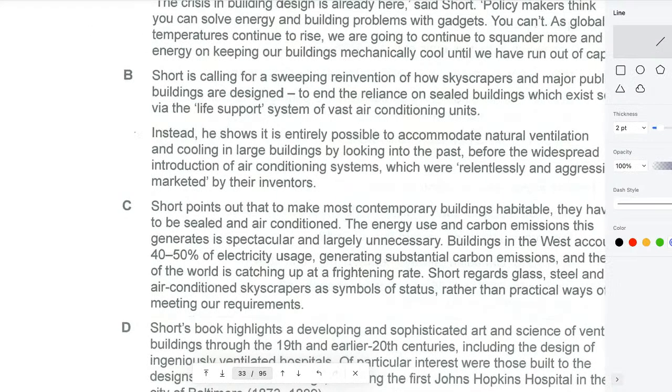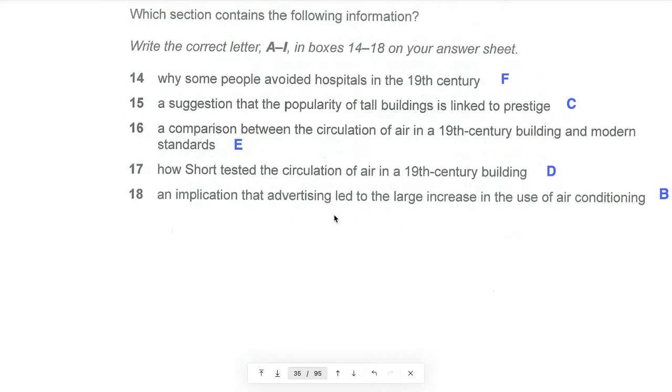So you can mark that one and you can write number 18.